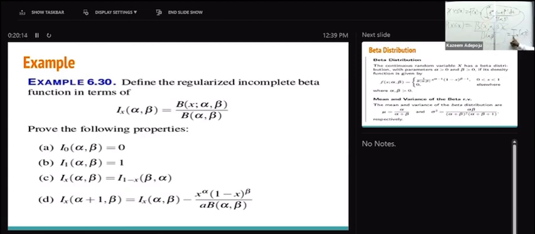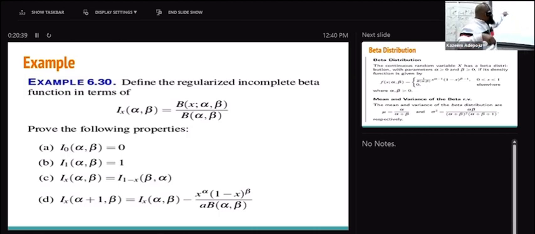Incomplete at a point x. Look at that. Incomplete at a point x. If x is equal to 1, for instance, if I do I_1(alpha, beta), then I_1(alpha, beta) is going to be equal to 1. When you plug in 1, they're going to cancel out. Okay, so take a look at that.